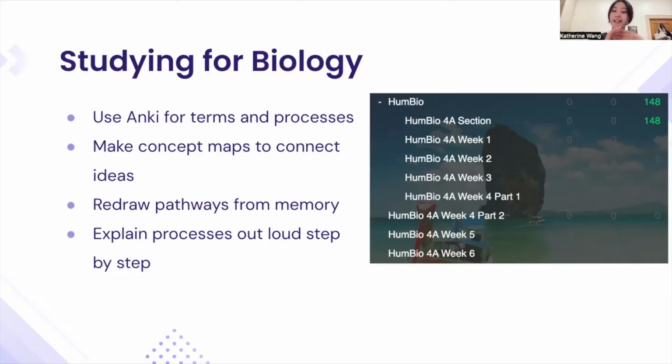And lastly, I think explaining these processes out loud, step by step, to a friend is also really helpful. So you can fact check each other and make sure you really understand the material.